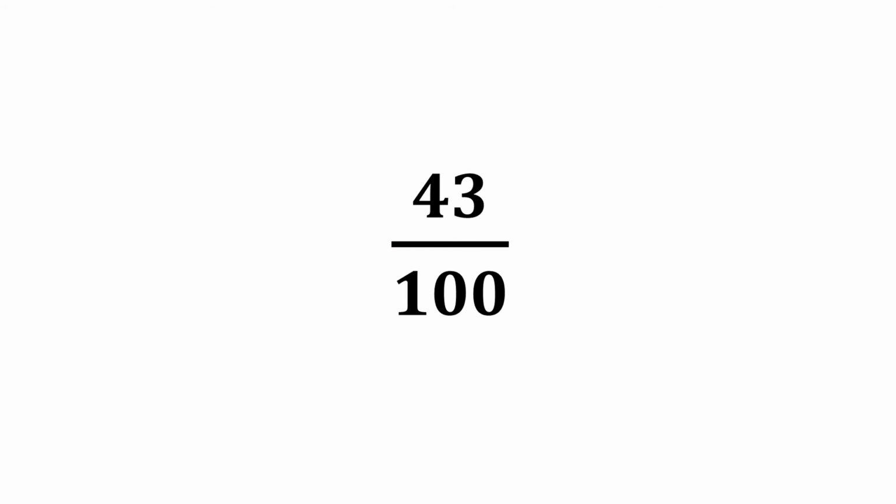Let's see this number now. 43 over 100. Again, in this we have two zeros and two numbers also, so there is no need to add 0. We will write the numerator as it is. Then we leave two numbers, put a decimal, and add 0. So the answer will become 0.43. Okay, 0.43 is the correct answer.